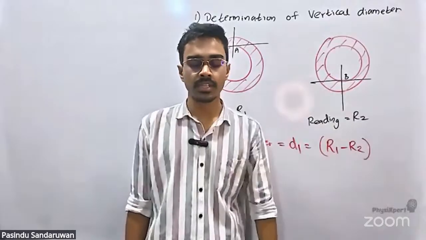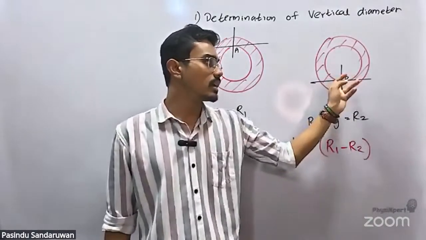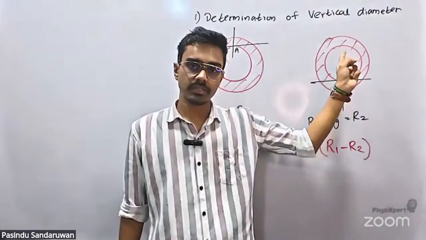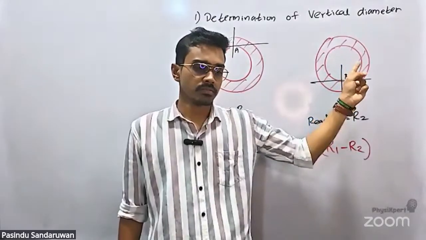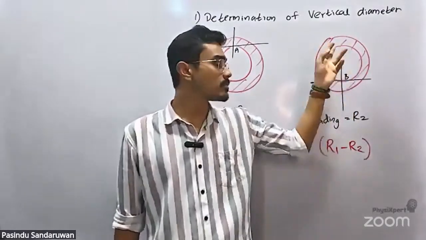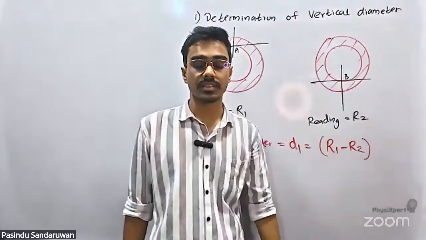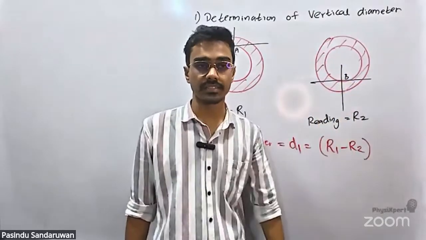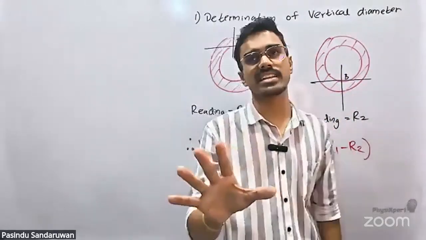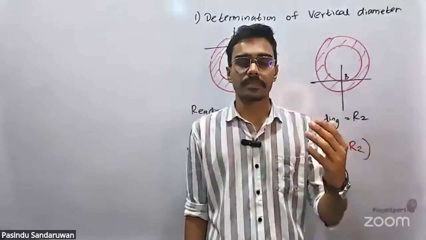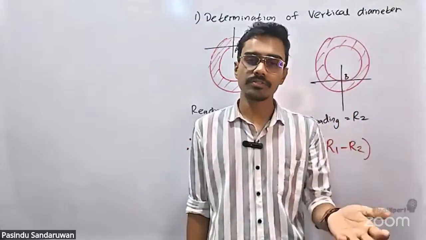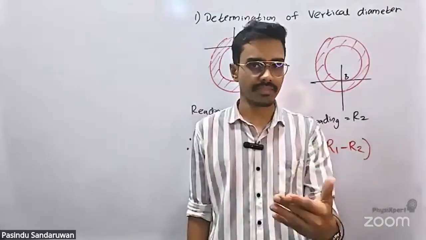If you are moving it from bottom to top, subtract the first reading from the second reading. Simply, the idea is like this. Subtract the lower value from the greater value. Subtract the lesser value from the greater value.